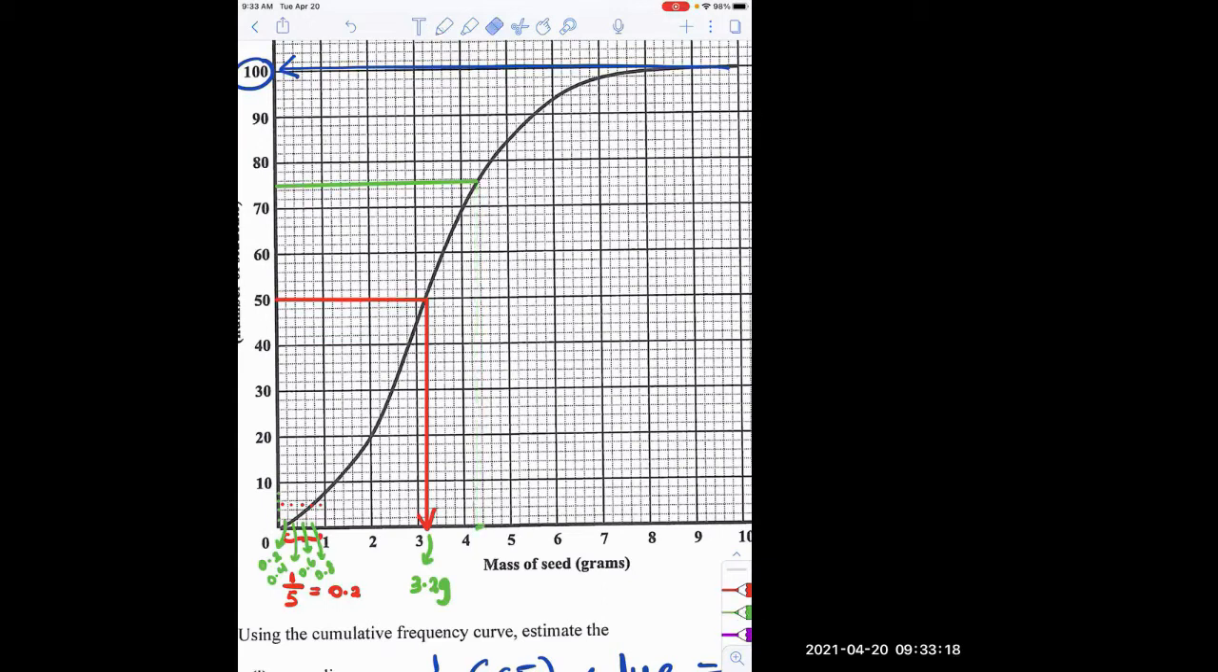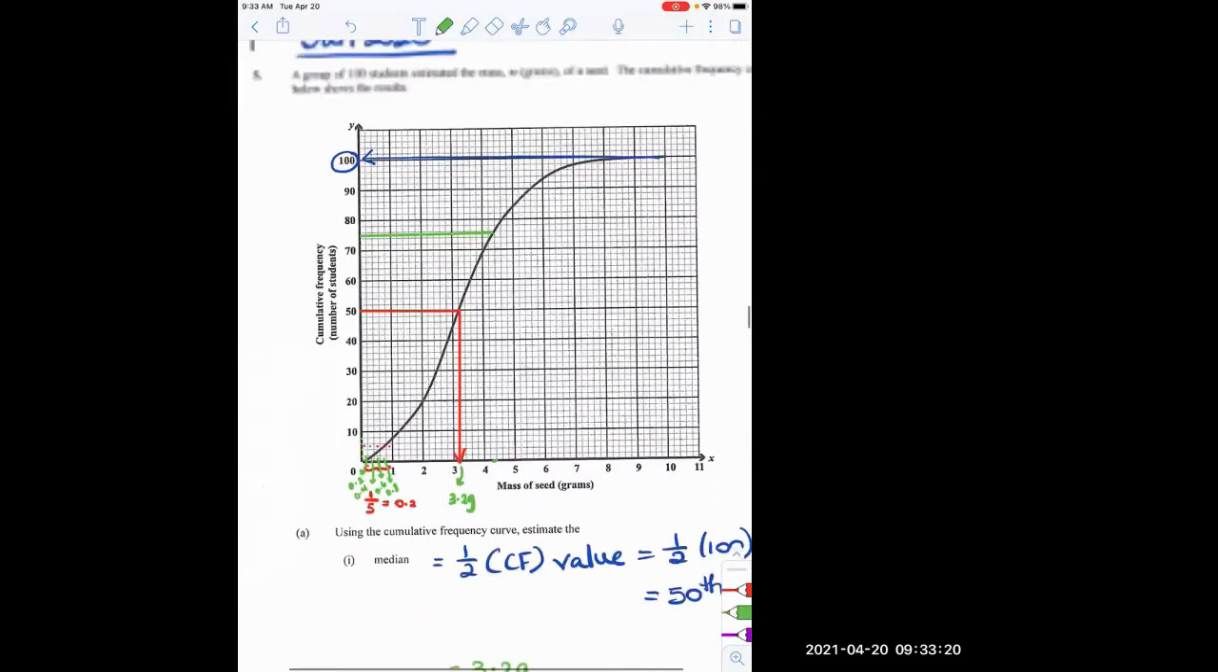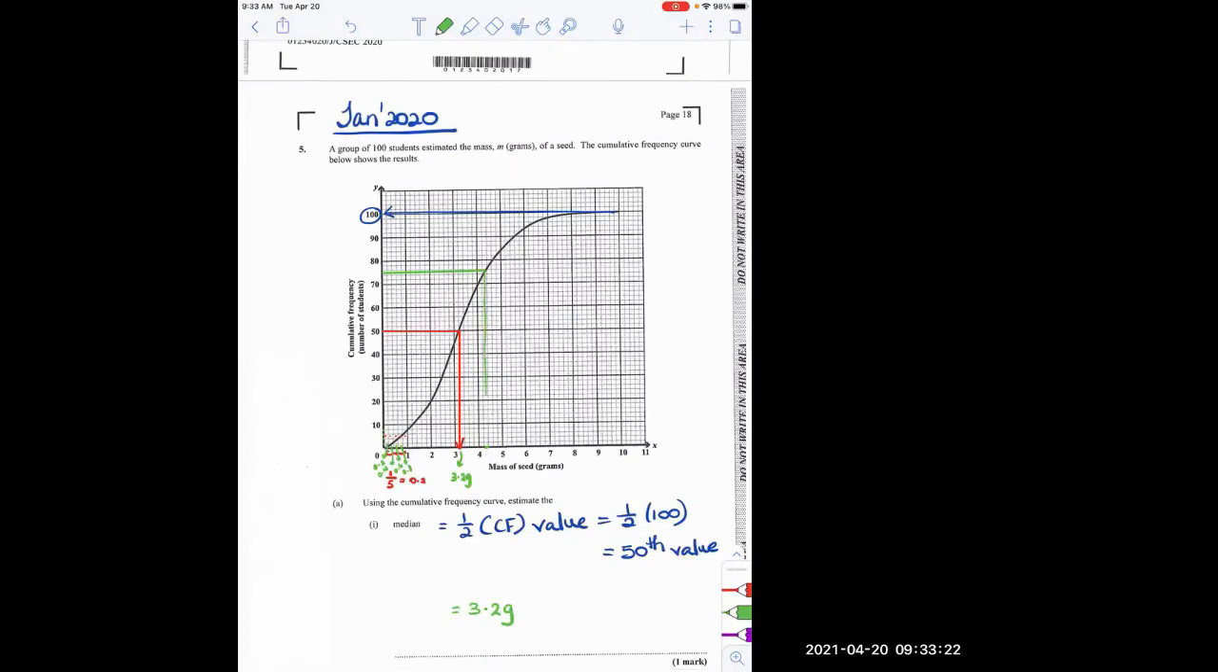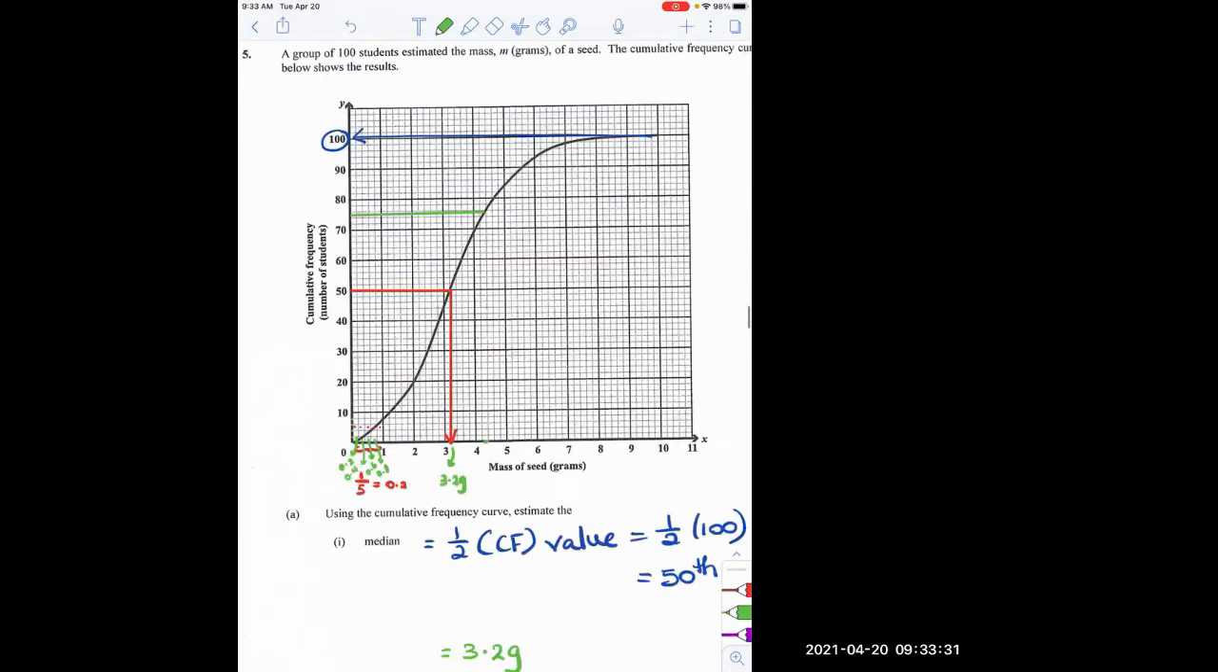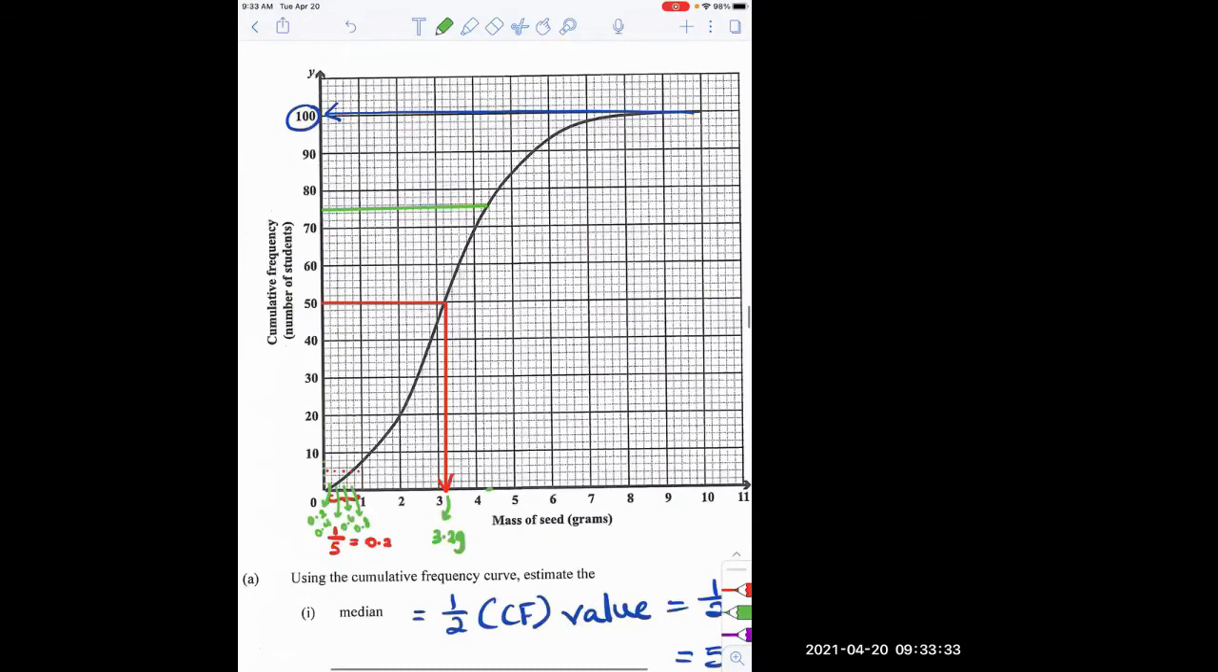So the line is supposed to be, sorry. Now it depends on what value you get when you draw the curve. It doesn't necessarily have to be the same value. Right? Yes, I get 4.3 grams. So 4.3. And I want you to find Q1 for me. Q1 is 1/4 of the CF value.